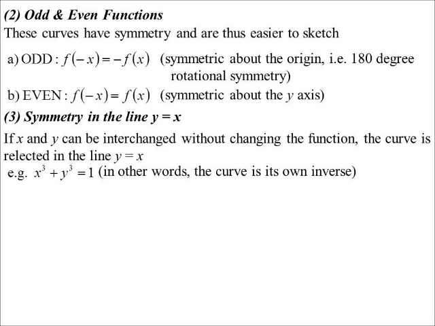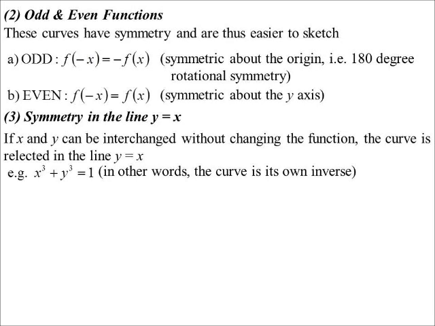So an example of that would be x cubed plus y cubed equals 1. Swap the x and the y's around, you get y cubed plus x cubed is 1. It's the same thing. y equals 1 on x, the hyperbola. Swap the x and the y's around, you get x equals 1 on y. Well, you could rearrange that back into y equals 1 on x again. And if you look at that hyperbola, the basic one, sure enough, yes, there is symmetry in y equals x.